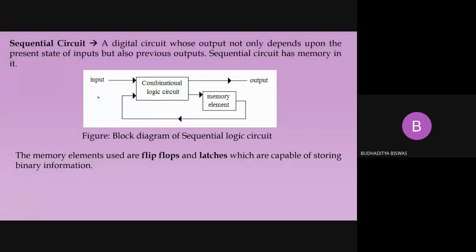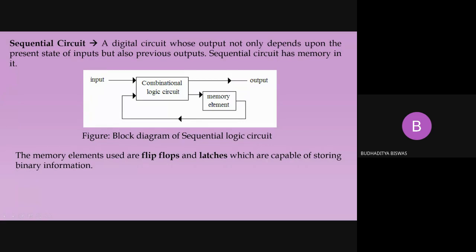Now, the sequential logic circuit is not different from the combinational logic circuit. Both are digital logic circuits. But the difference is that in case of a sequential logic circuit, the present output depends not only on the present input but also on the past output.